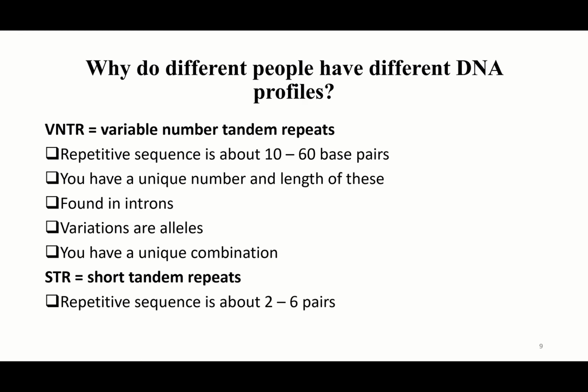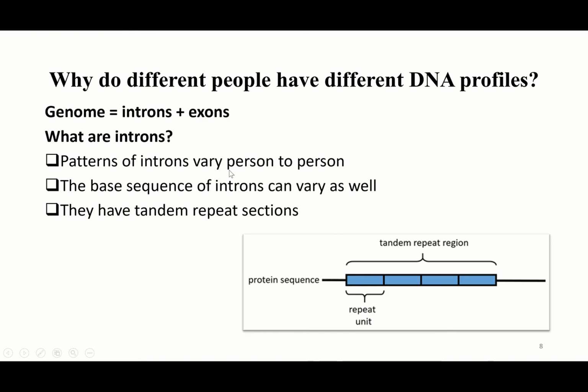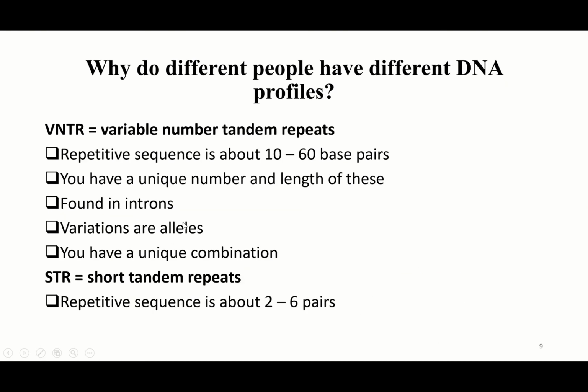As I said, the variable number tandem repeats. These are repetitive sequences that are about 10 to 60 base pairs. This means each unit here is about 10 to 60 bases long. That is pretty long considering that it also repeats a fair number of times. You can have a unique number and length of these, and they are found in introns. Variations are alleles, and you have a unique combination.